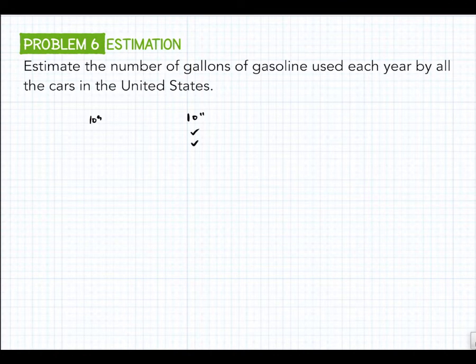Plus or minus. A range is fine, like 10 to the 11th to 10 to the 12th would be fine. Or 10 to the 10th to 10 to the 11th. What do you think? I got 10 to the 11th. 10 to the 11th, okay. You guys? I got 10 to the 9th. Okay. How about over? 10 to the 11th.